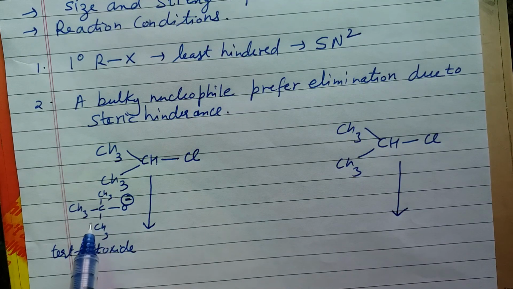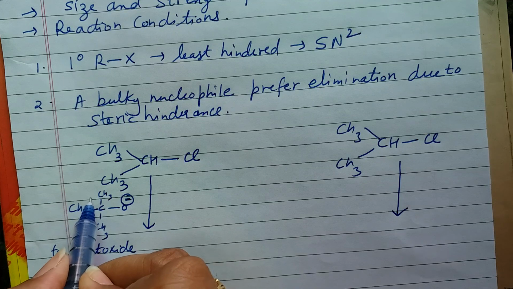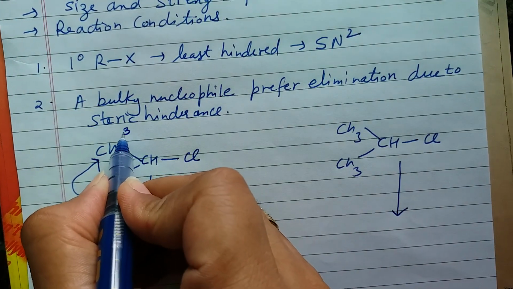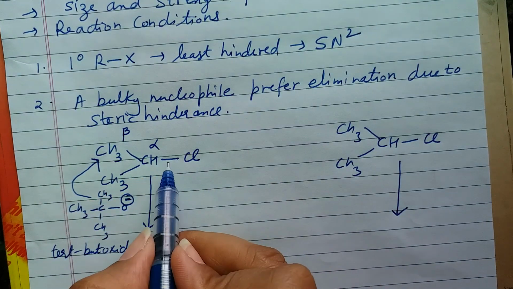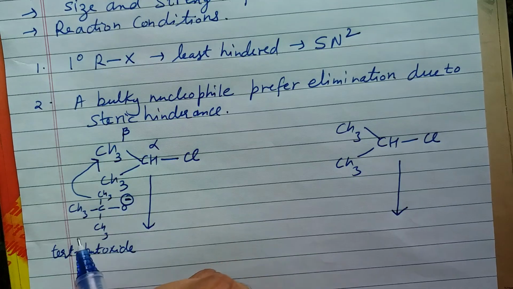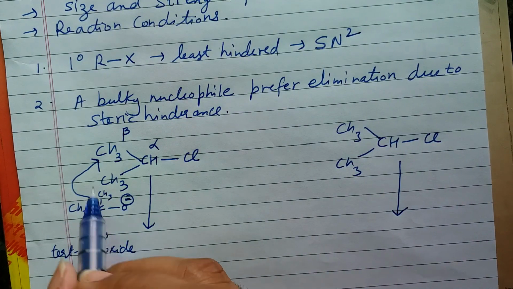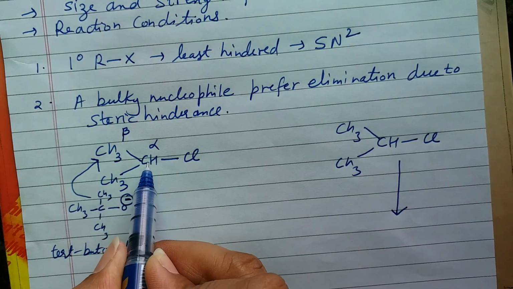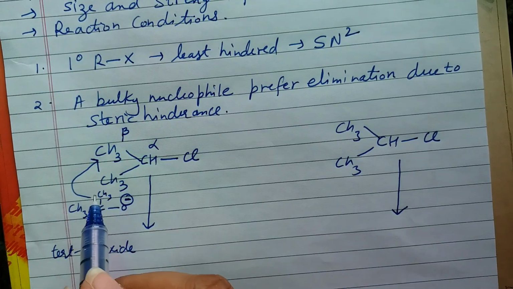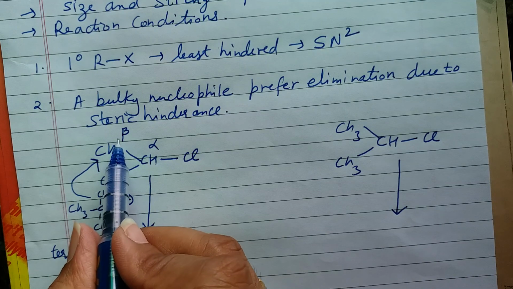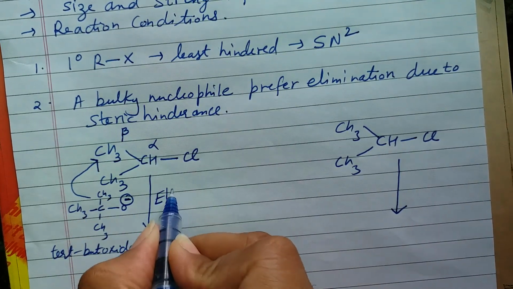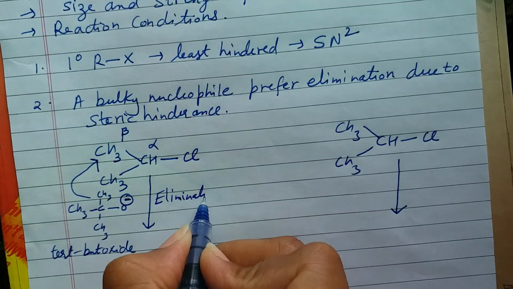Now because this is bulky, it will prefer to attack the beta carbon. This is the beta carbon, this is the alpha carbon. The carbon to which the halogen is attached is alpha, and next to it is the beta carbon. Because it is so bulky, it will be difficult for it to approach the alpha carbon. It prefers to attack the beta carbon. So what will it do? From the beta carbon, it will take away a hydrogen, and what reaction will result? Elimination.